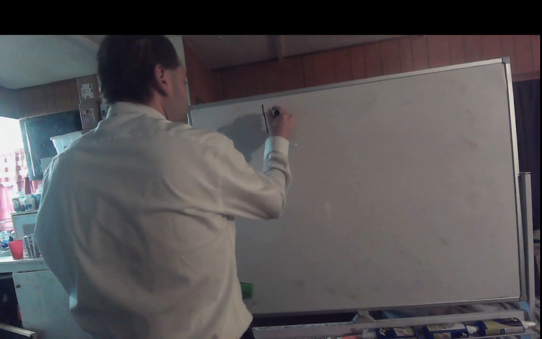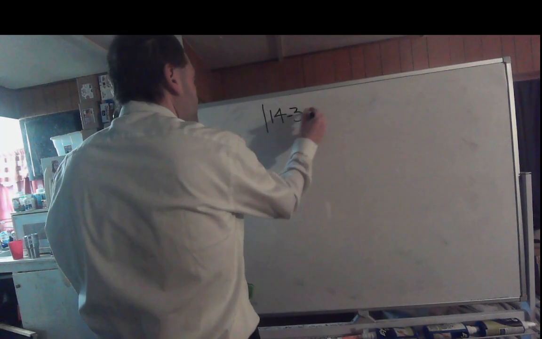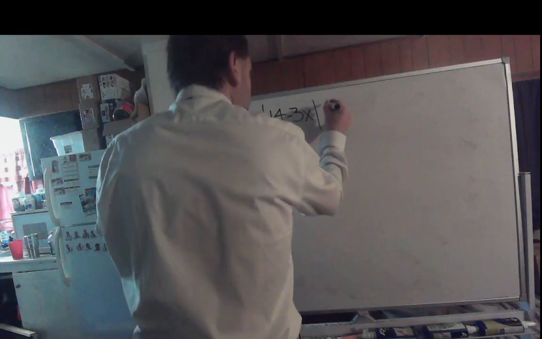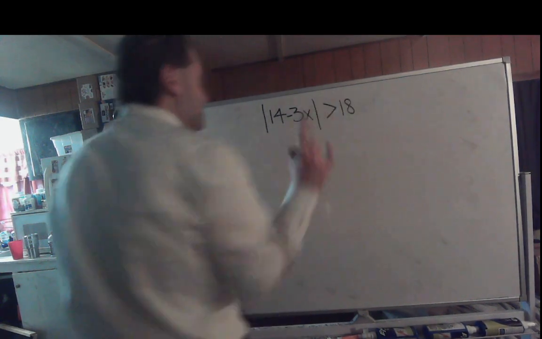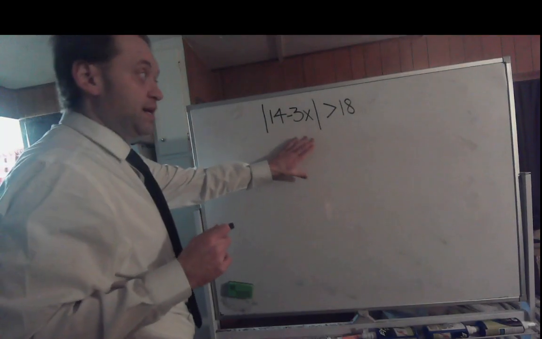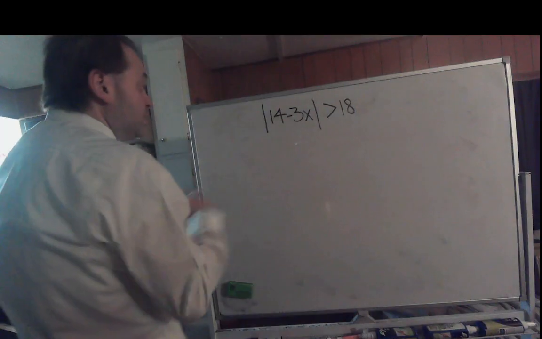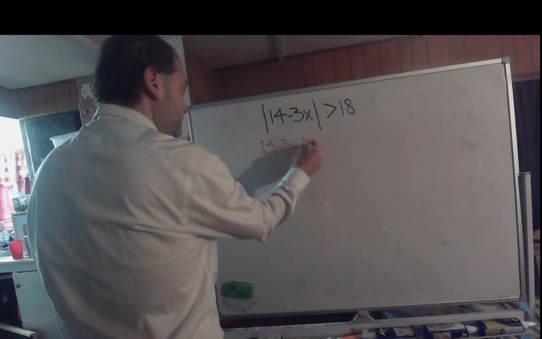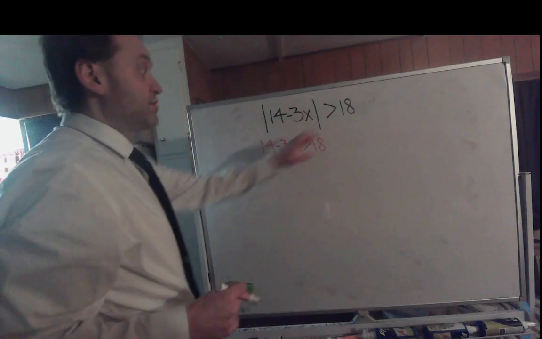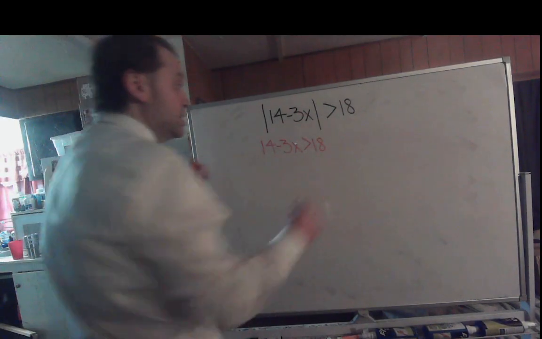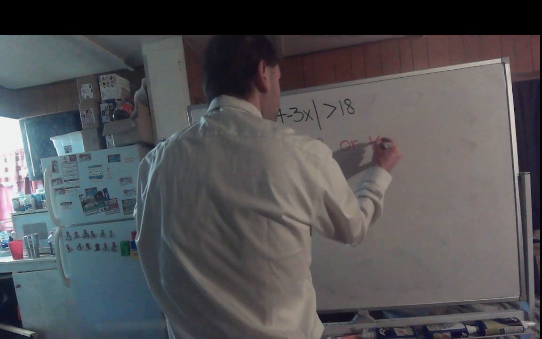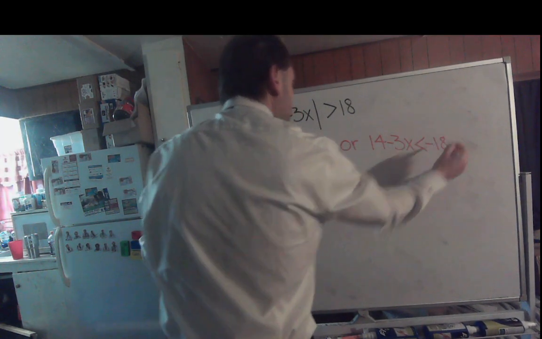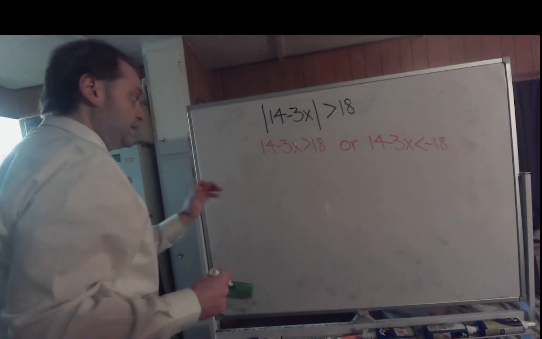All right, so the absolute value of 14 minus 3x is greater than 18. Well, of course, you'll start out with 14 minus 3x itself is greater than 18. Then you have greater than, so you'd have or 14 minus 3x is less than negative 18. So now solve each of these inequalities.